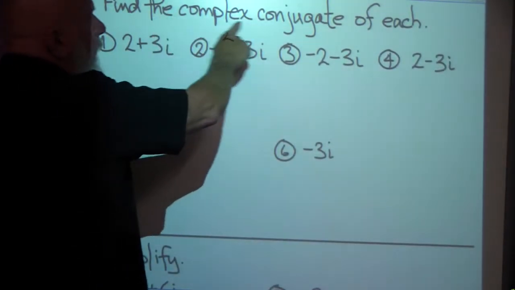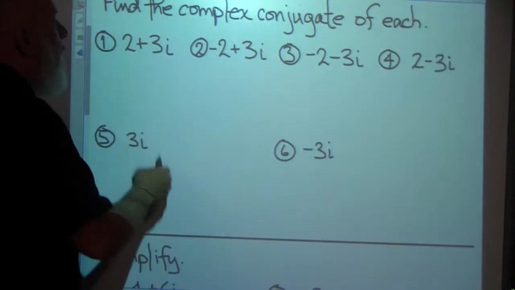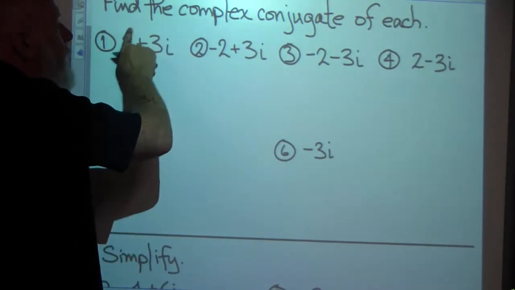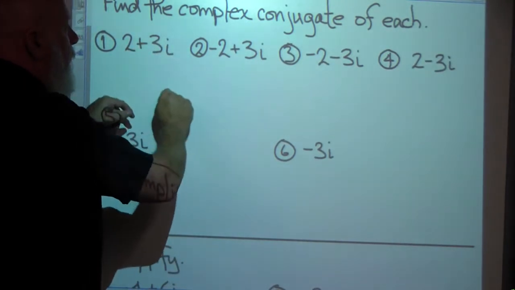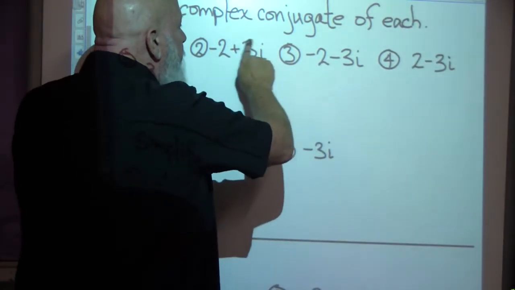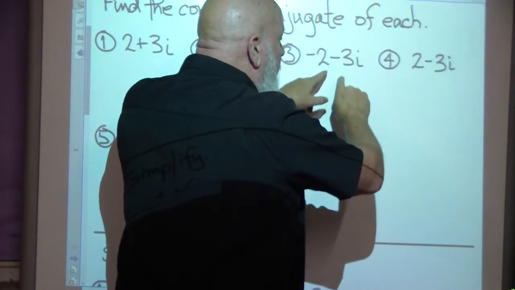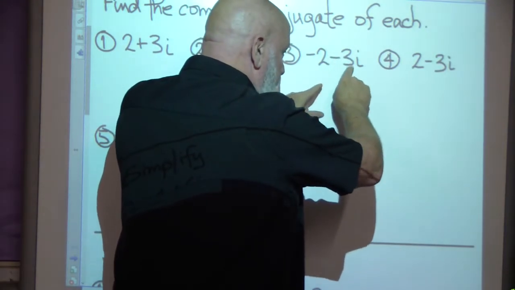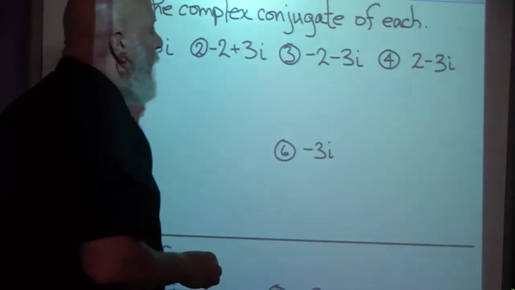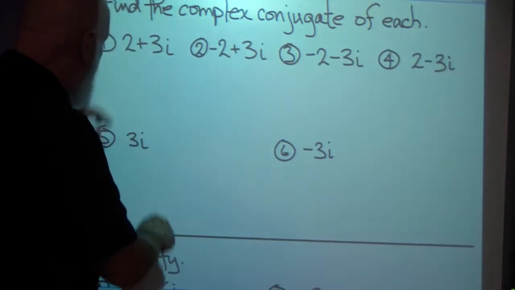The instructions say find the complex conjugate of each. To find the complex conjugate of a complex number, remember that a complex number is just real plus imaginary. Real plus imaginary. And the imaginary can be negative. Real plus imaginary. Here in this case, it would be like plus minus 3i. We don't write plus minus 3i, but you could. So forth and so on. These are all imaginary or complex numbers.